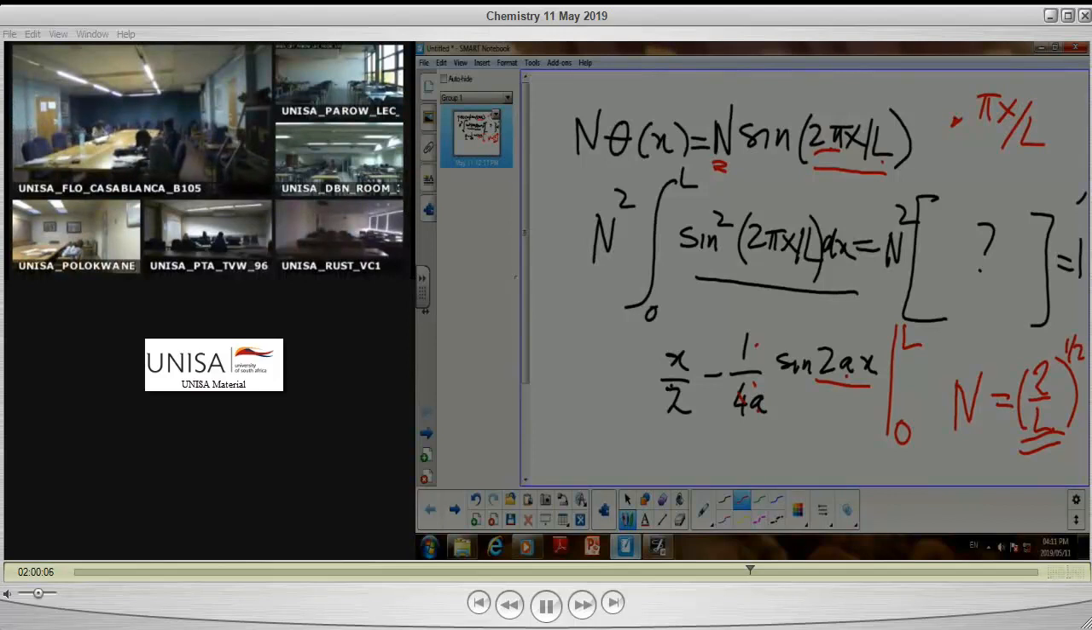So the next section, 5b, says calculate the probability of finding the particle between the following boundaries of a 7 nanometer long nanotube. That is what we're going to do now, because we have normalized the wave function. If we hadn't normalized the wave function, we wouldn't be able to calculate the probability.